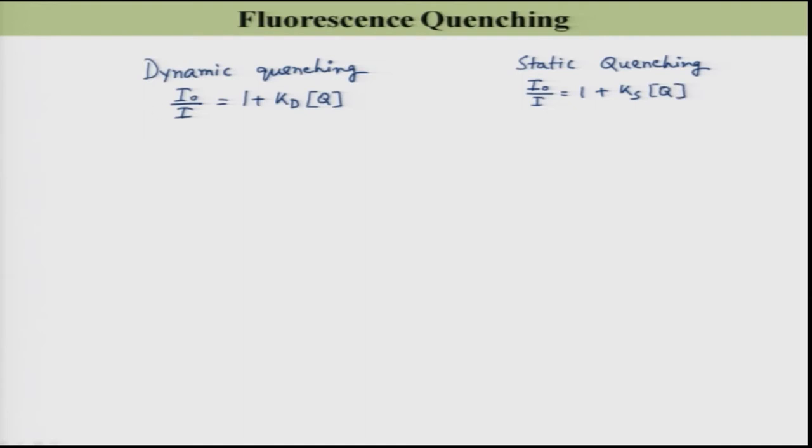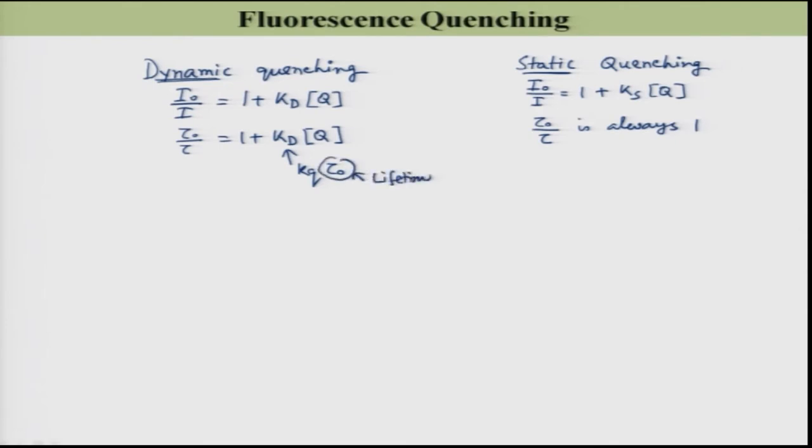I was discussing that the nature of these two plots, I 0 by I for dynamic quenching and I 0 by I for static quenching, are exactly the same. However, in static quenching, if you plot tau 0 by tau, you won't get any dependence. This is always 1, but in dynamic quenching tau 0 by tau will also give you a linear dependence with the concentration of the quencher added. Here this k d, I mentioned, is k q into tau 0, where tau 0 is the lifetime of the fluorophore without any quencher.